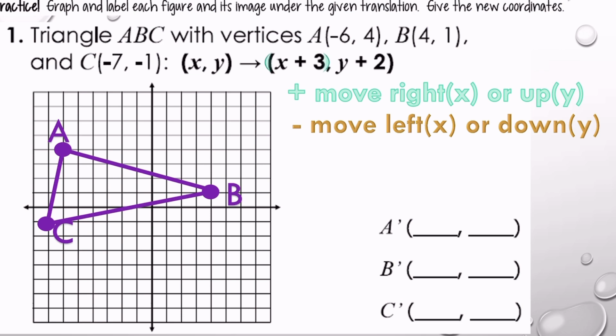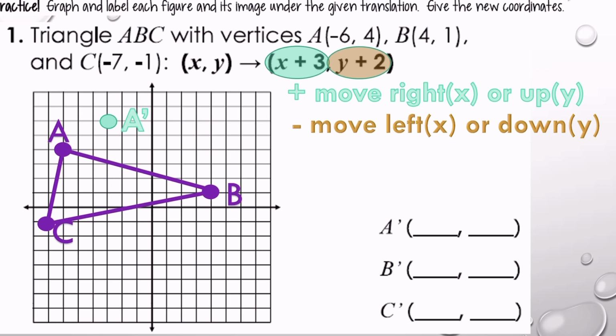So if I look here, it says x plus 3. That means every single point I'm going to move right 3 because it was a plus. And then my y says plus 2. So that means I'm going to move it up 2. So if I took my x point and I moved it right 3, I'm adding 3 to my x, that gives me negative 3, and I'm adding 2 to my y, that gives me 6.